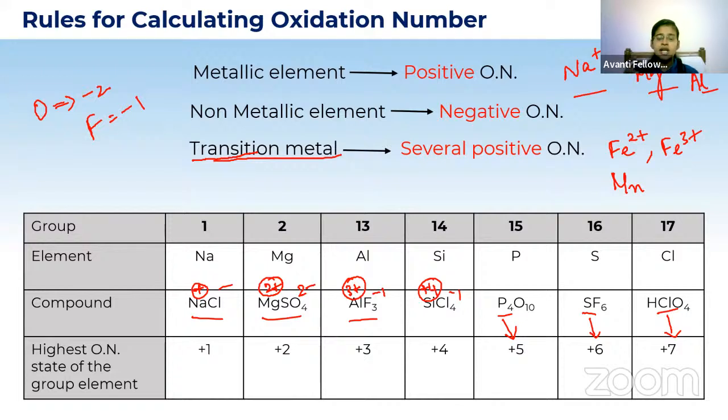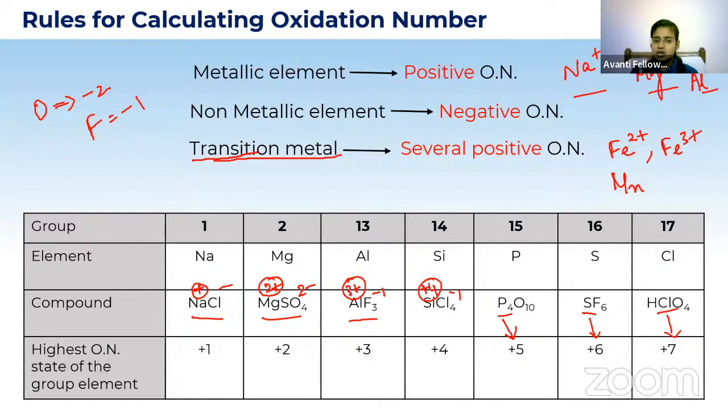What I'm trying to say is, let me take the 15th group. The highest oxidation number that it can exhibit is +5. It cannot exhibit +6. The 15th group element cannot exist in the +6 form or +7 form. So that is not possible. Got it? The 16th group means +6. A 16th group element cannot exist in the +7 state. So are you getting my point?